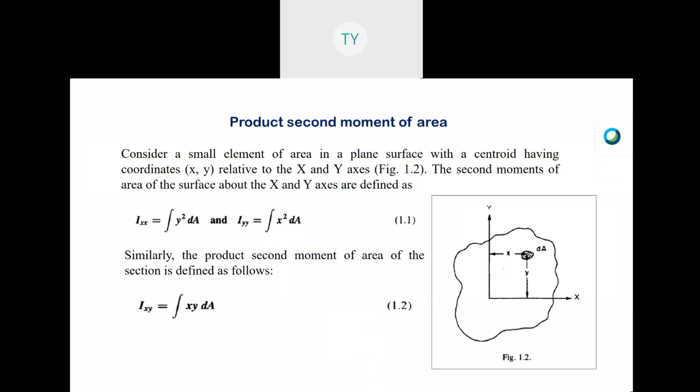There are two formulas given for the x-axis and y-axis. As you can see in the slide, Ixx is equal to the integration of y squared dA, and Iyy is the integration of x squared dA. This is the basic formula. After finding both, we can multiply x and y and find the product second moment of area, Ixy. This is the integration of xy dA.